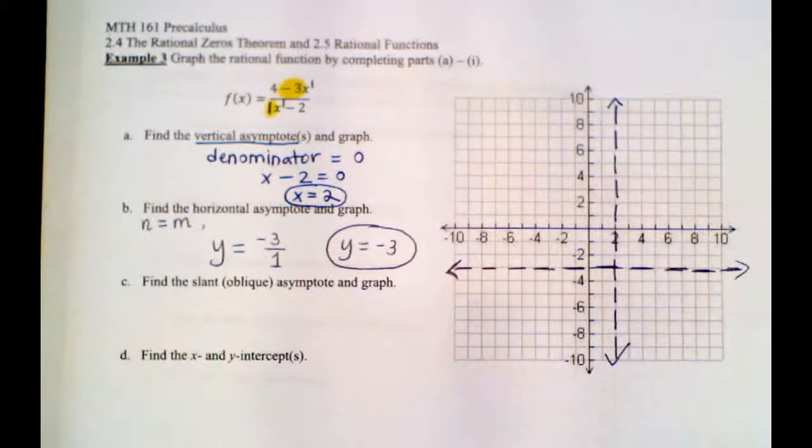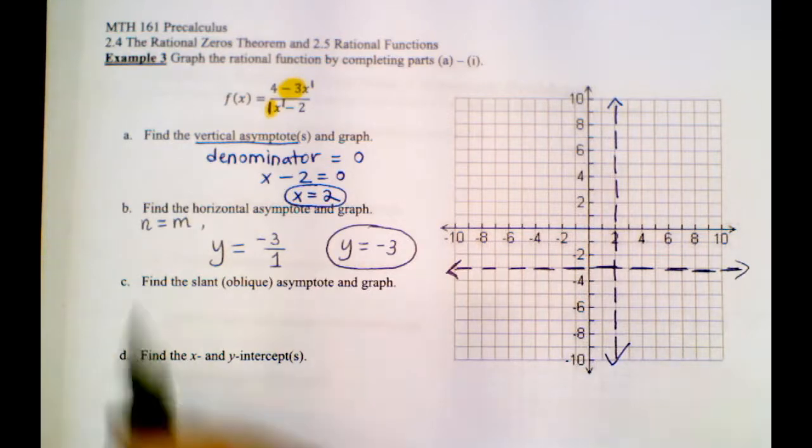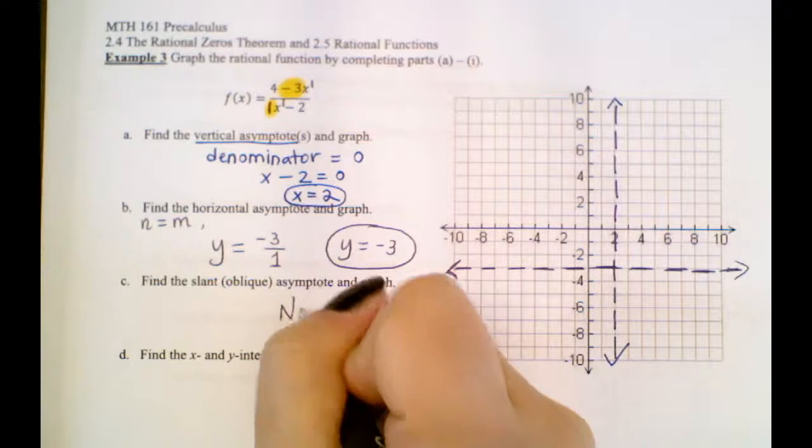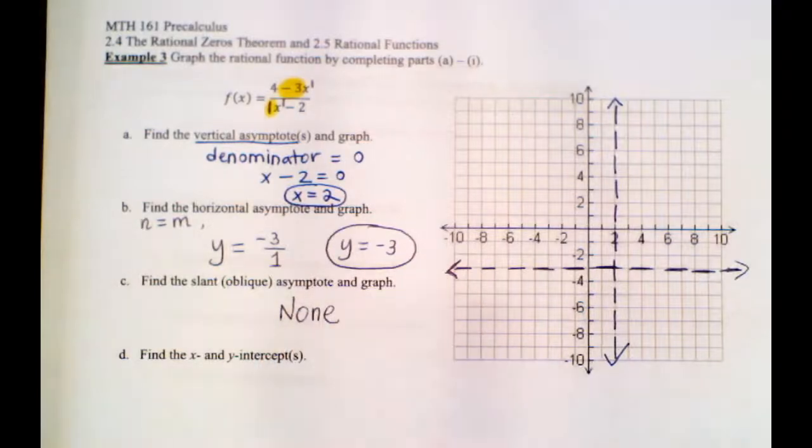Now, find the slant or oblique asymptote. Do we have one? In order for us to have a slant asymptote, remember the numerator degree has to be bigger than the degree of the denominator by exactly 1. When they are the same, we do not have a slant asymptote. So none. All right, let's find the x and y intercept.